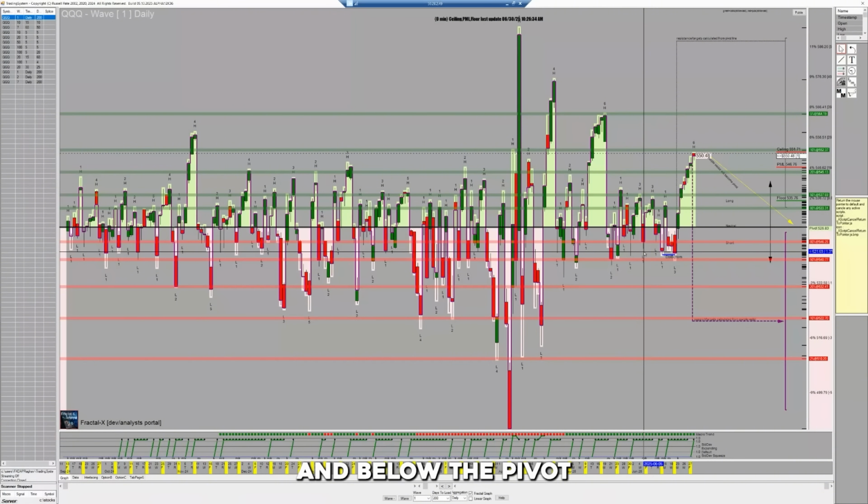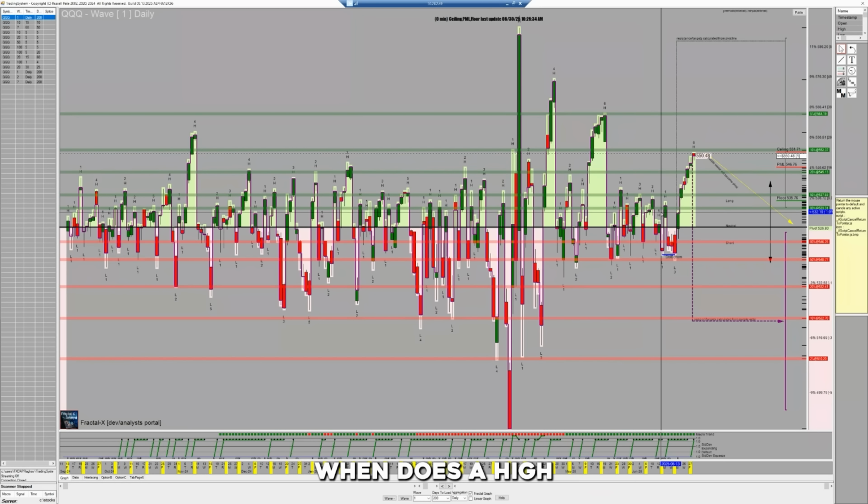And below the pivot it's bearish, you form lows. Okay, that makes sense. It's simple. And now the question is, when does a high or low form in these fractal charts? So I want you to look at this. I'm going to zoom in.